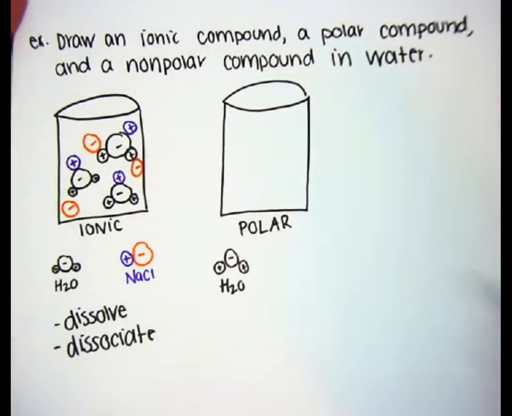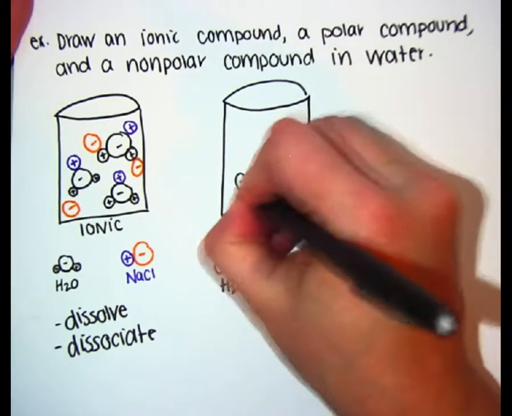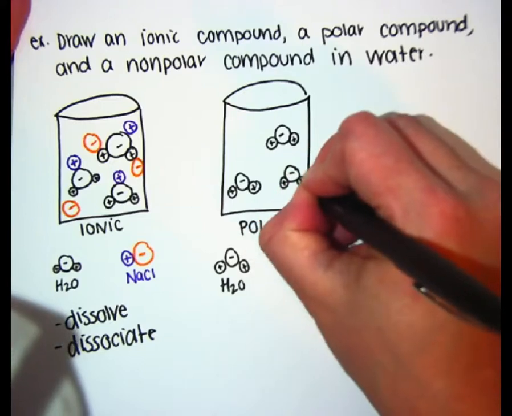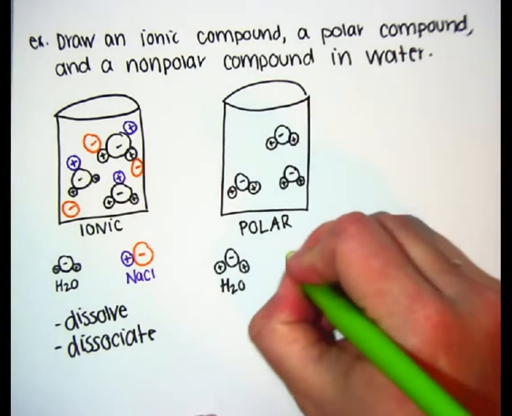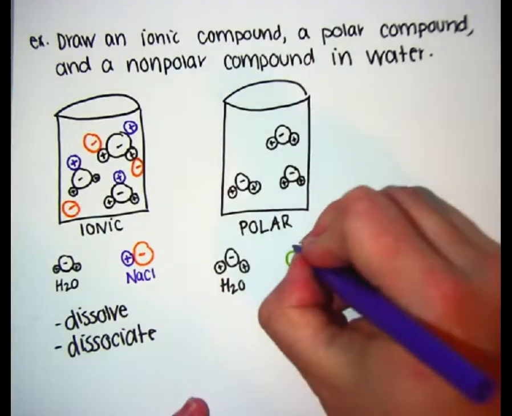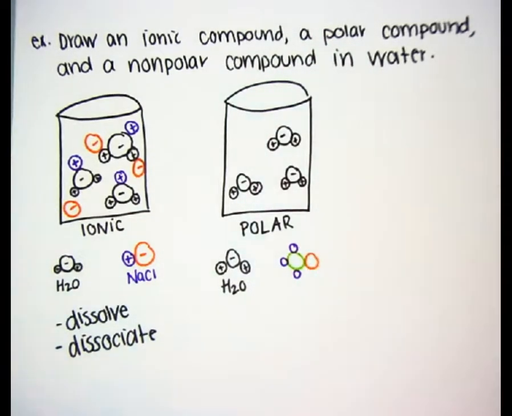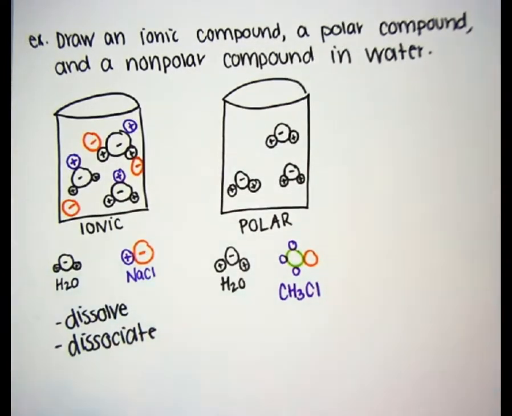Next, let's look at something that is polar. So again, I'm still going to have some water molecules, H2O. And water is polar. And then let's say I had this is my carbon, hydrogen, hydrogen, hydrogen, and then it's attached to a chlorine. So this would be CH3Cl. That chlorine makes this a polar molecule.